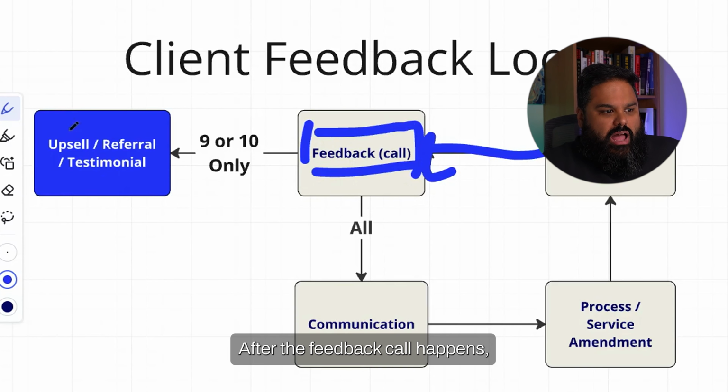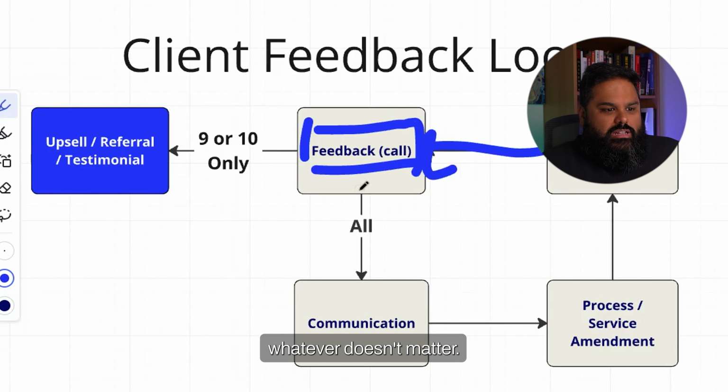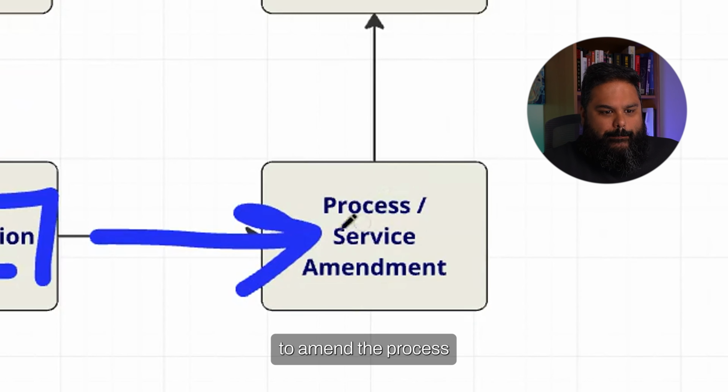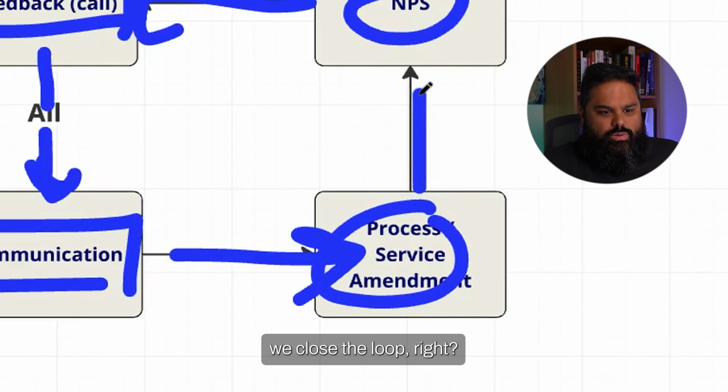After the feedback call happens, whether we get a referral, testimonial, upsell, whatever, doesn't matter. All things move down into communication. Communication meaning we have to communicate the feedback succinctly to the rest of the team. All the client account managers, all of the digital people, creative people, doesn't matter what they are. We need to communicate back the feedback succinctly. And based off that communication, the teams are responsible to amend the process and or service in order to make it better. And there is how we close the loop, right?